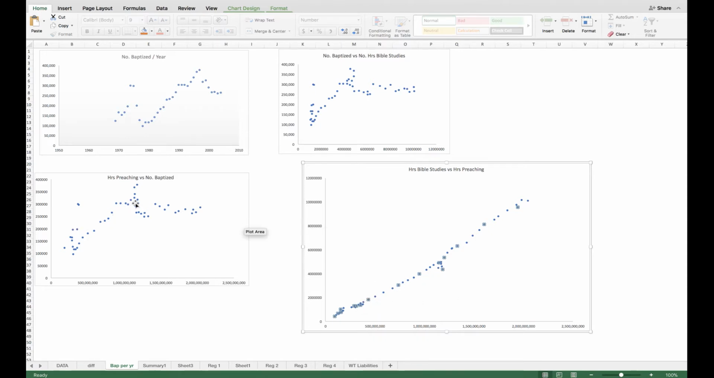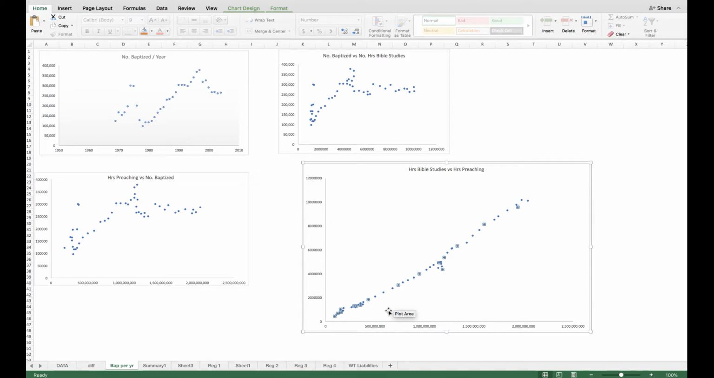You would expect more scatter, like you see in these plots. There would be an increase, but the data would be scattered around the best fit line. It wouldn't form such a straight line as you see here. And so that tells me right off the bat that this is suspicious.